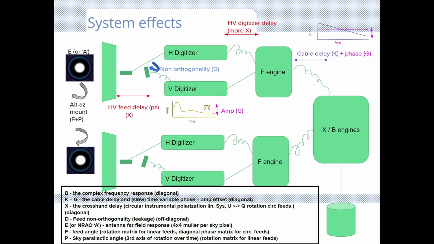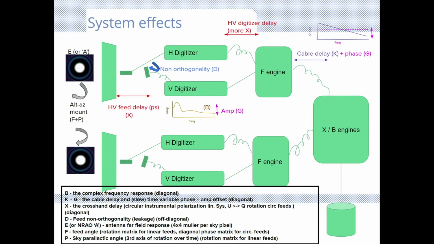And then, since we're on an alt-az mount, the sky rotates along a third axis. So where we're pointing our dishes, it will rotate as a function of parallactic angle, which is time dependent. So this beam will seem to rotate over the sky as we observe for a long time.